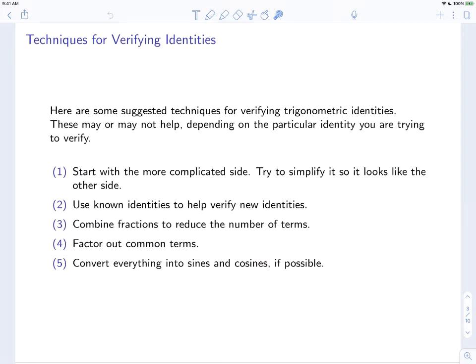Use known identities to help verify new identities. Combine fractions to reduce the number of terms. Factor out common terms. Convert everything into sines and cosines if possible. It's usually easier to work with sine and cosine, and the relationships between them often make it easier to see whether a certain statement is true or false.